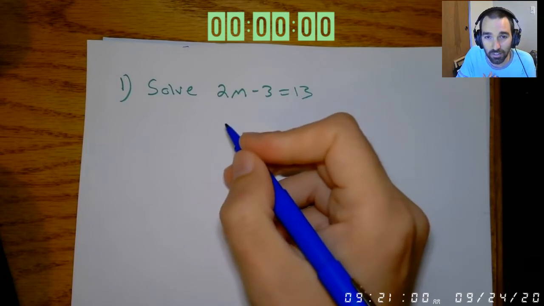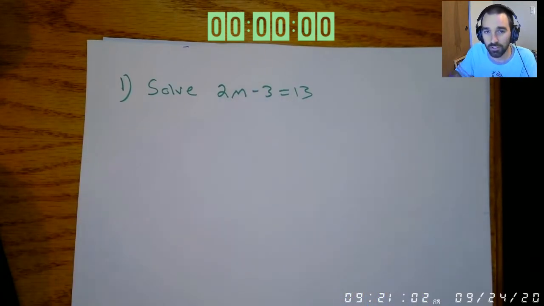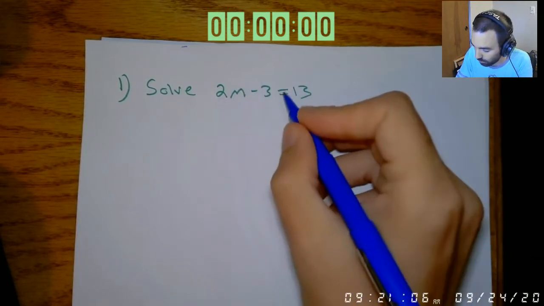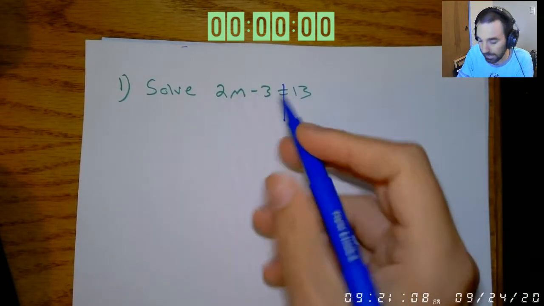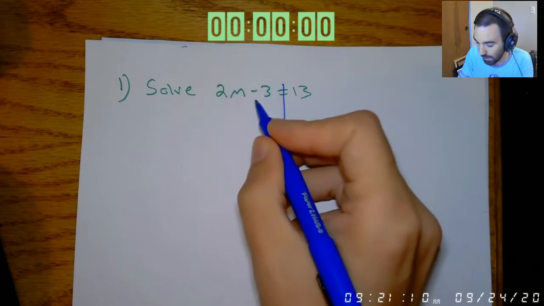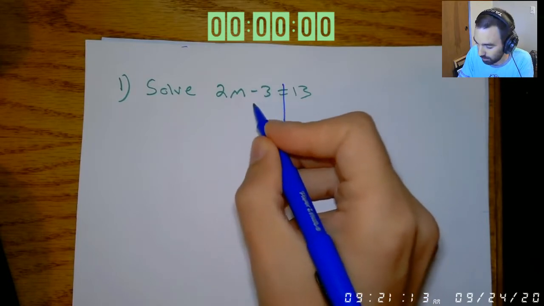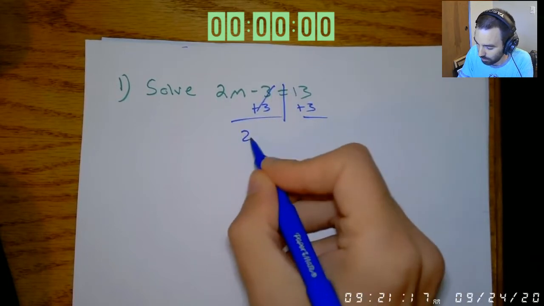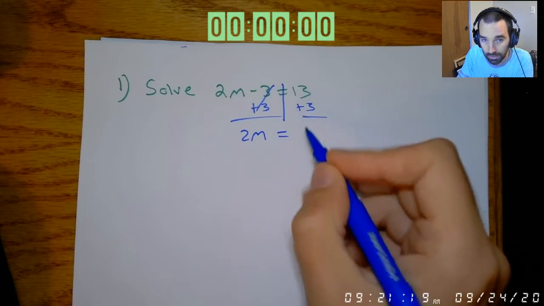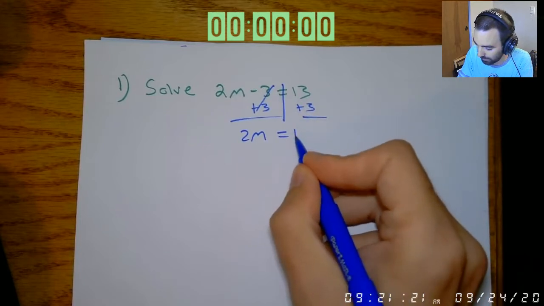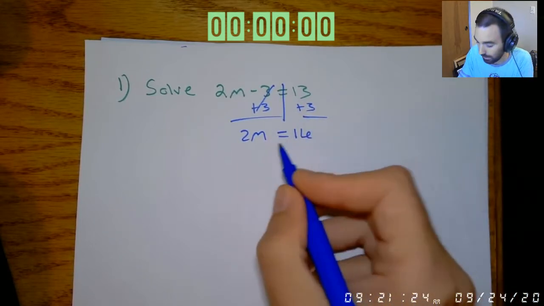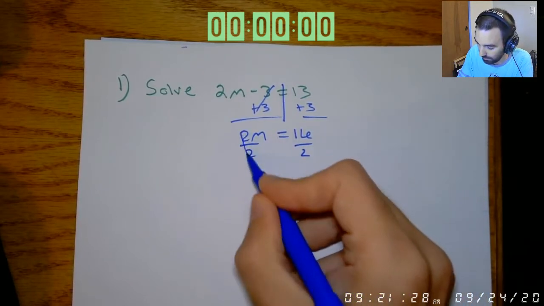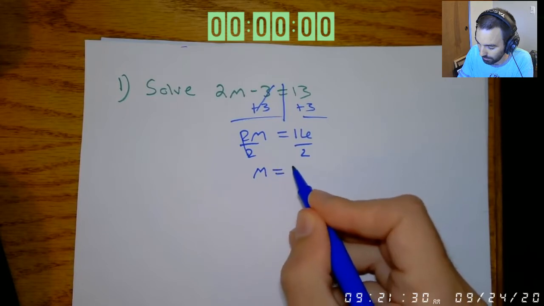So again, we're going to start out easy, right? Chapter 1, we're going to build ourselves up to the end here. So looking at this, I have two sides. I can't combine any like terms. I'm going to start with the subtraction. I have -3, so I'm going to add 3 to both sides. I get 2m equals, and then I add 3, so I get 16. And then I'm going to divide by 2 like this. So I get m equals 8.